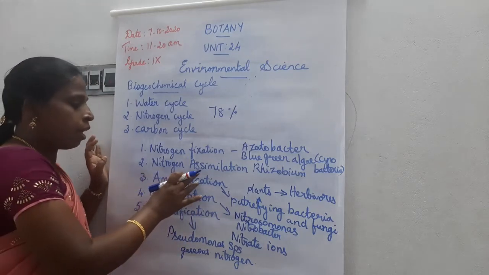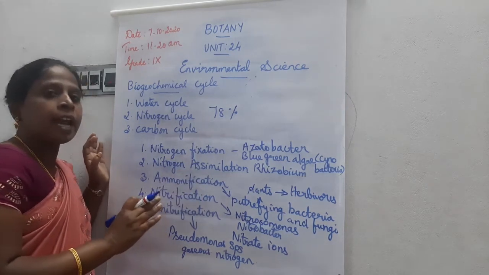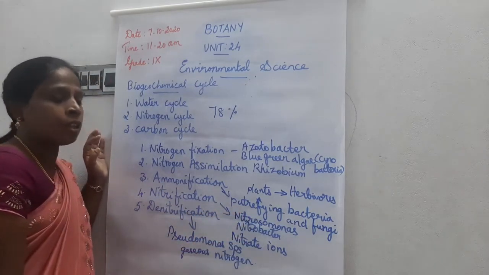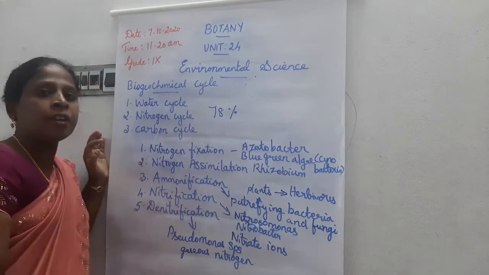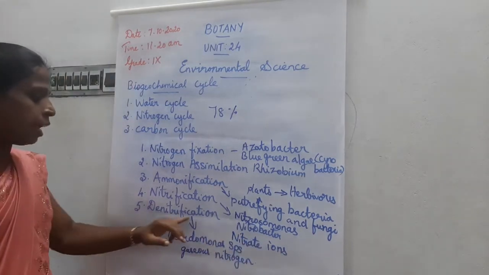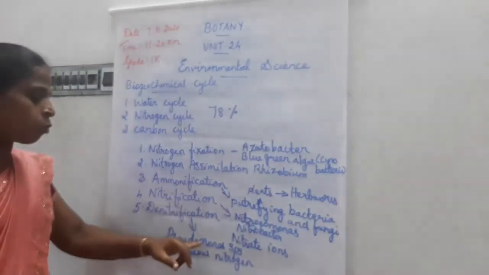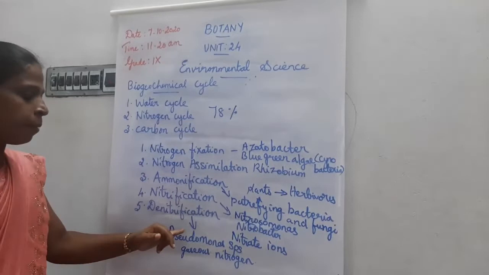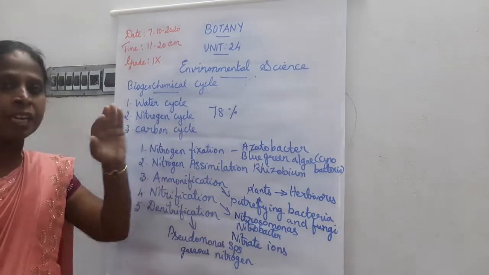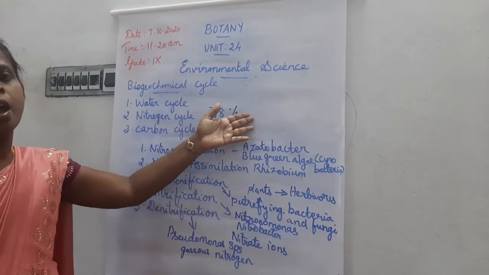Next one is nitrification. The ammonia compounds prepared during ammonification get oxidized by nitrifying bacteria such as Nitrosomonas and Nitrobacter. They are converted into soluble nitrate ions. Then denitrification. The microorganism involved is Pseudomonas species. The nitrate ions get reduced and form gaseous nitrogen. Again, it is sent to the atmosphere.